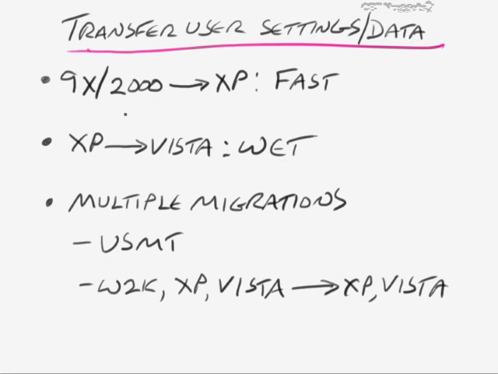Okay. Now, the way this would work, for example, is if I started off with Windows 9x, 95 or 98, or Windows 2000, and I wanted to upgrade from one of those operating systems over to Windows XP, then I could use something called FAST, or the File and Settings Transfer Wizard.